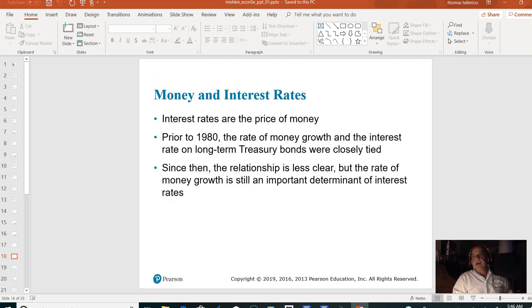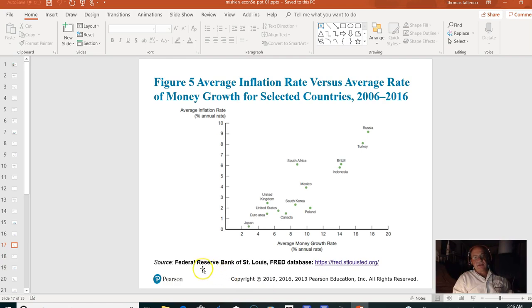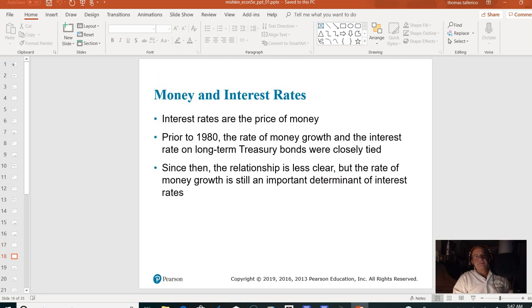What's interesting, let me go back a minute to that slide. You can get these links and open them up for further information. You can go to the St. Louis Fed here. There are 12 Fed banks, and they all have nice websites with a lot of educational information. All right, so interest rates are the price of money.